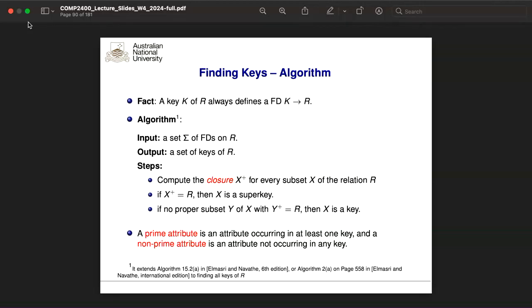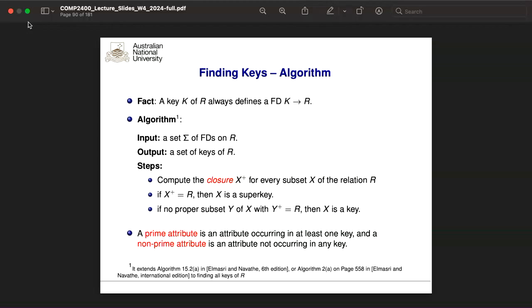Because key has another condition, it needs to be minimal. This is why the third step said, okay, we still need to check whether that's minimal, means whether we can remove any attributes from the closure, then still be a key. Okay, so that's a general algorithm. We will do some exercise.